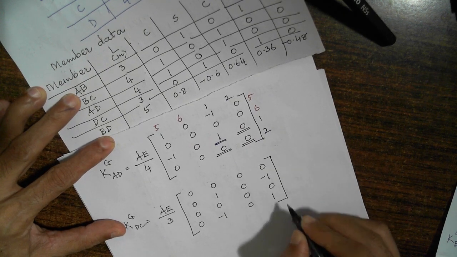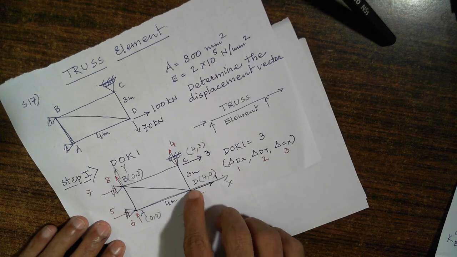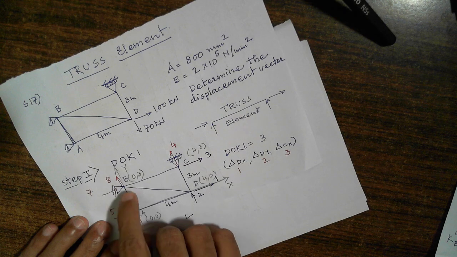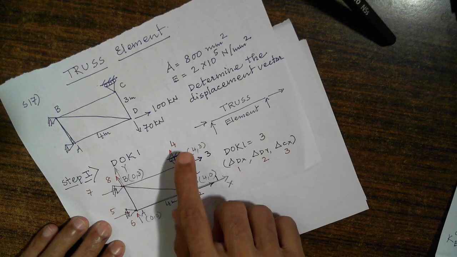This is the formula for our global stiffness matrix. Now member DC, how can we number member DC? Look at member DC. I could have taken CD also, but I know for member AB and DC the matrices will be the same, so I have taken DC instead of CD.